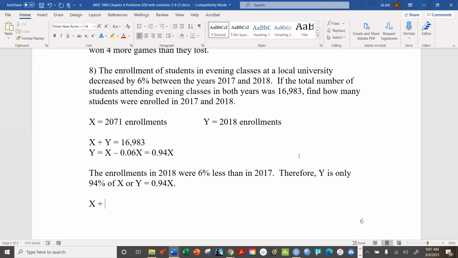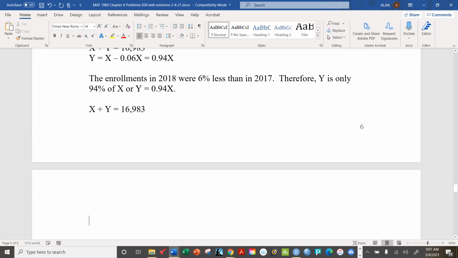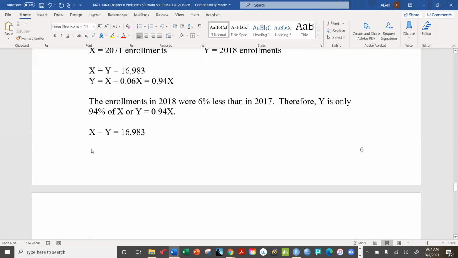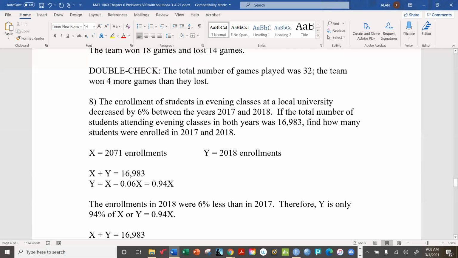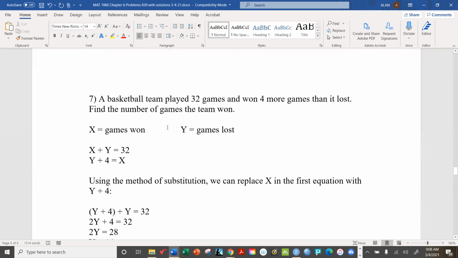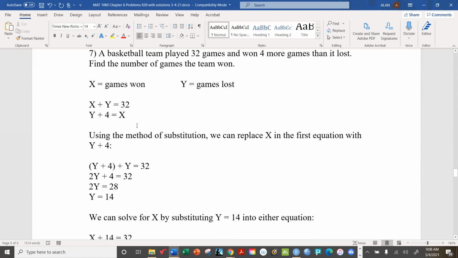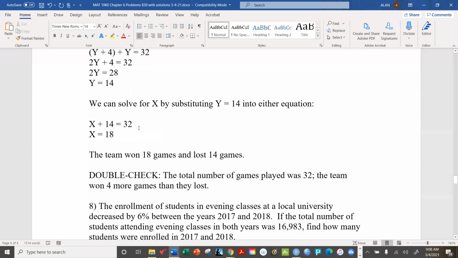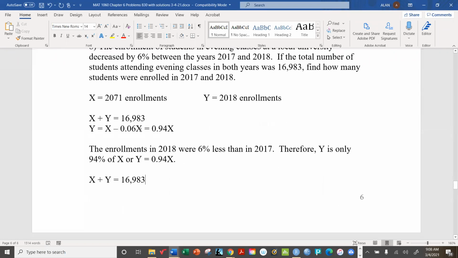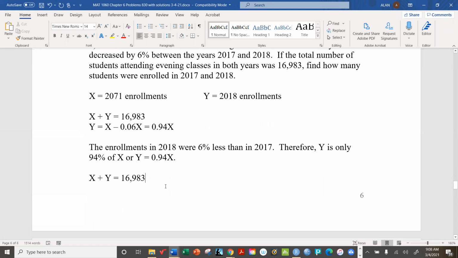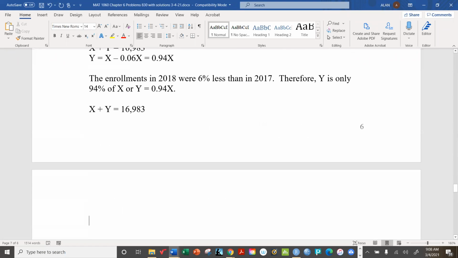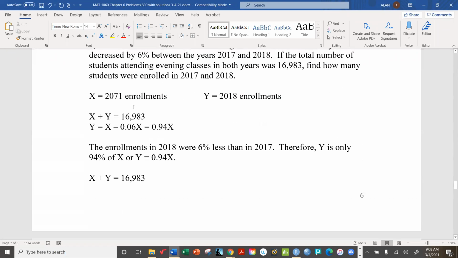So we have X plus Y is 16,983. And what else do we know? Y equals, let's see if I have any more space. I'd like to keep them together in the same place. I don't know if I have enough room. Let's see what I can do.